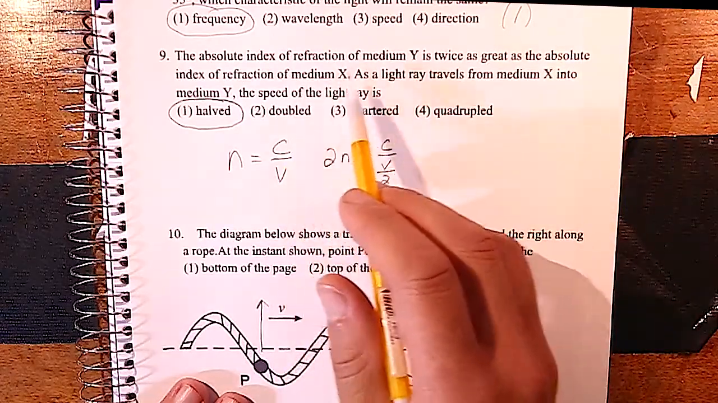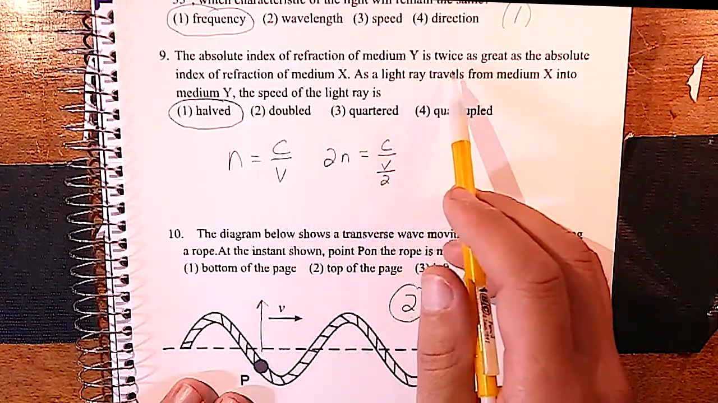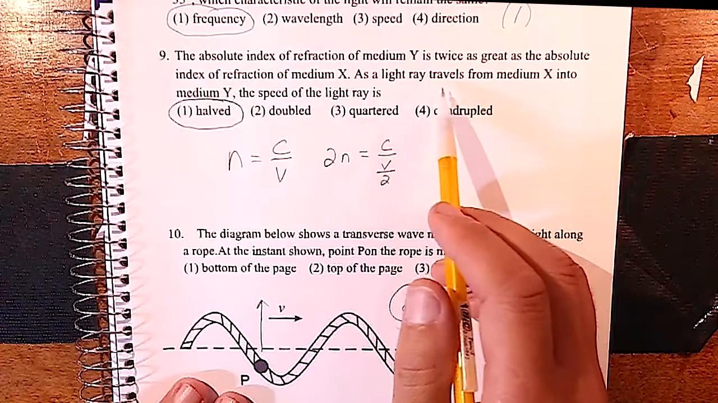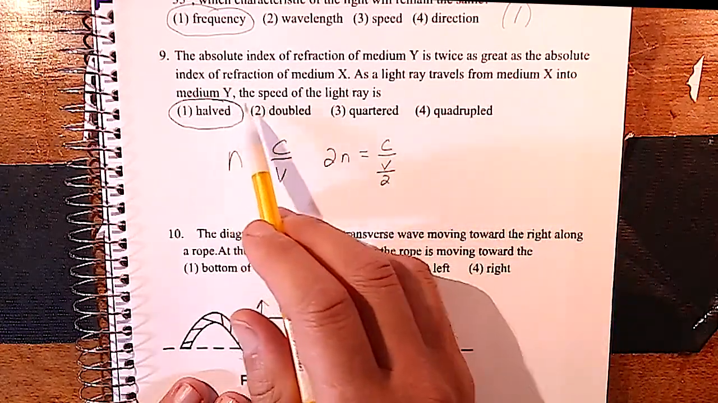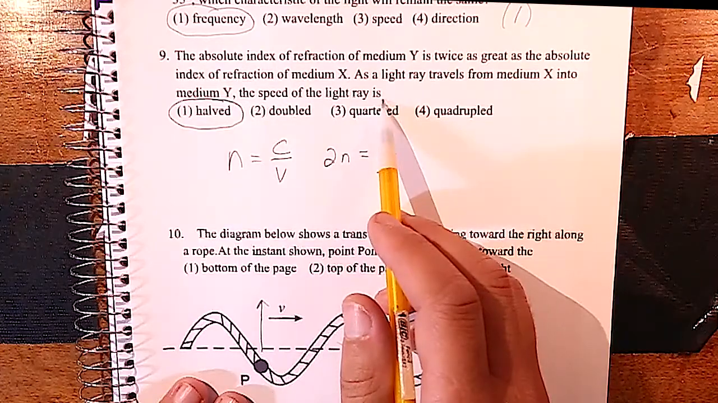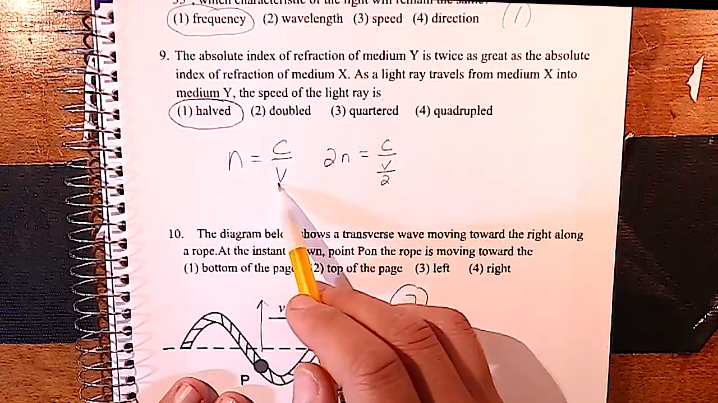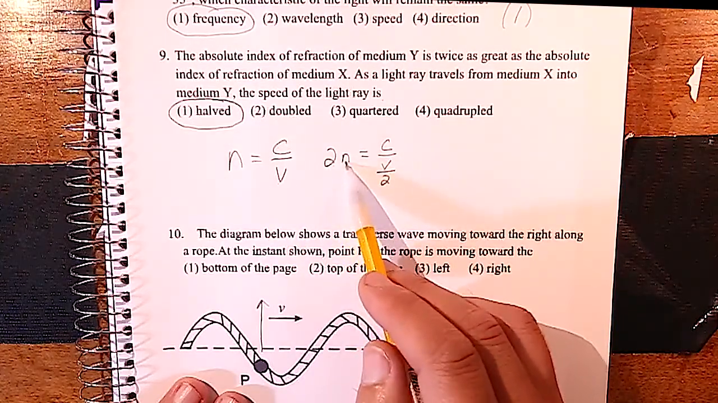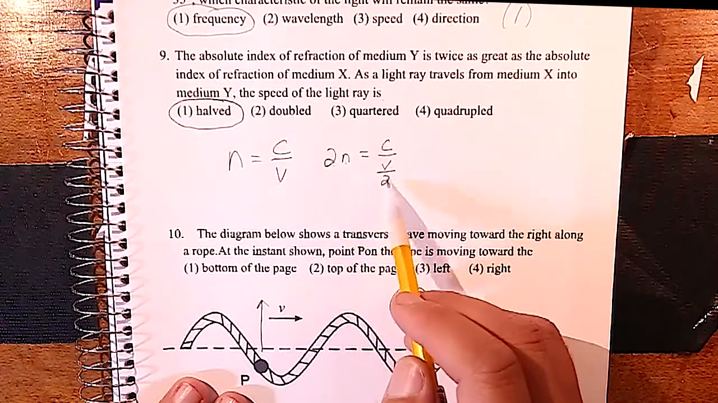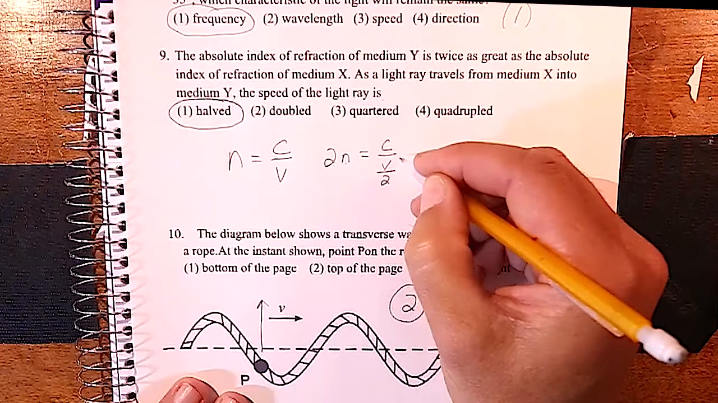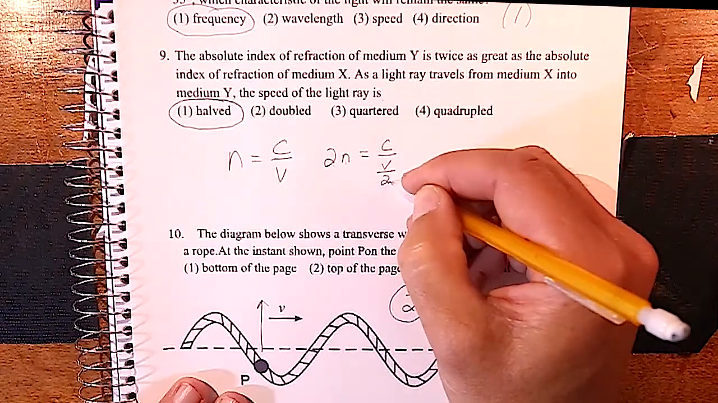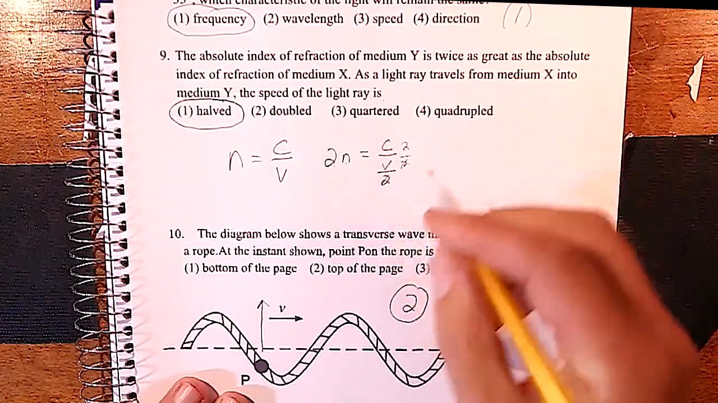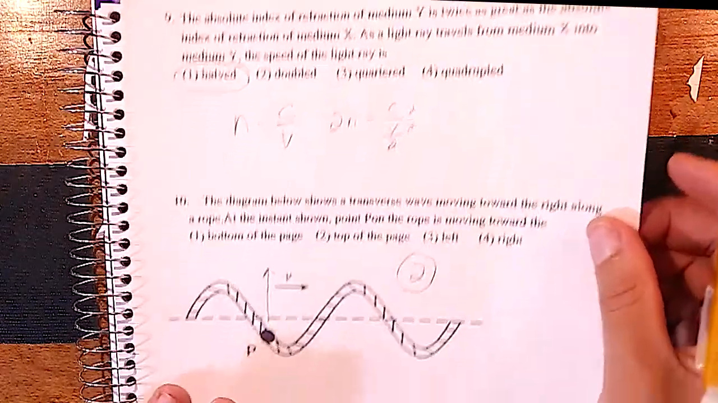Number 9, the absolute index of refraction of medium Y is twice as great as the absolute index of refraction of medium X. So this is a little tricky. As a light ray travels from medium X into medium Y, the speed of the light ray is what? Well, we can do n equals c over v, and if we're going to double n, then how do we get a doubling of n? Well, we get a doubling of n by cutting v in half. Remember that if we multiply through by v over 2, that's going to be the same as multiplying that by 2, like that. So the answer is it gets cut in half.